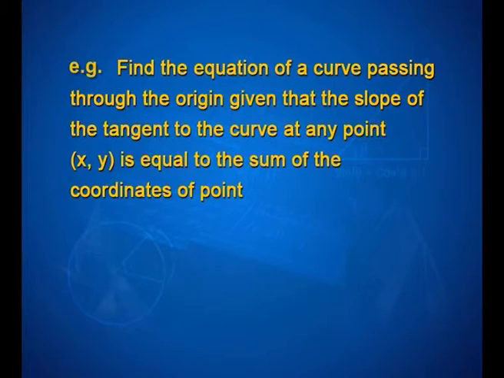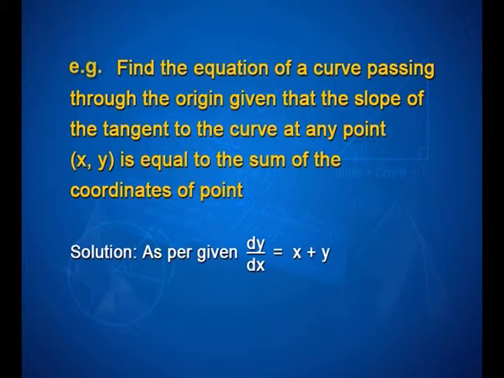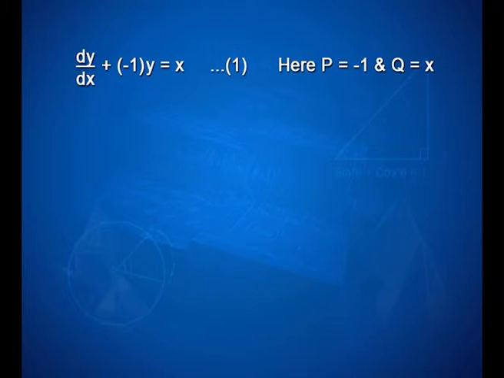Find the equation of a curve passing through the origin, given that the slope of the tangent to the curve at any point x, y is equal to the sum of the coordinates of the point. For the solution, as per the given condition, dy upon dx is equal to x plus y. Therefore, dy by dx plus minus 1 into y is equal to x. Take this as equation 1, and p is equal to minus 1 and q is equal to x here.